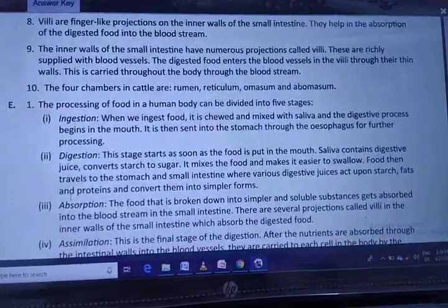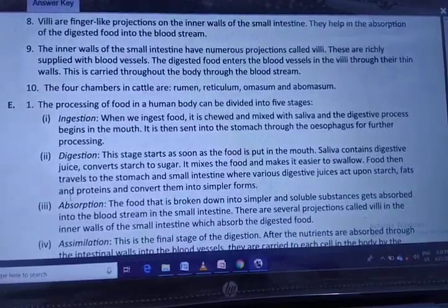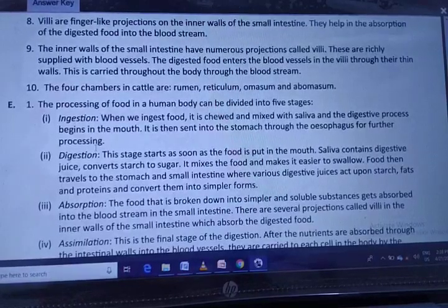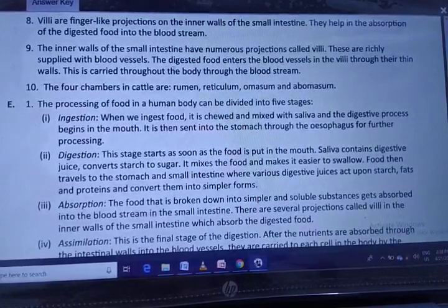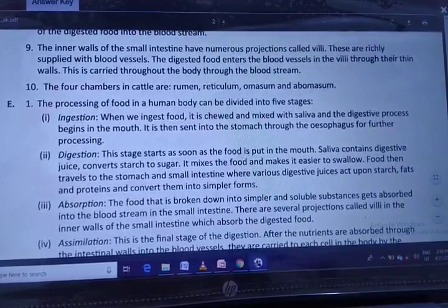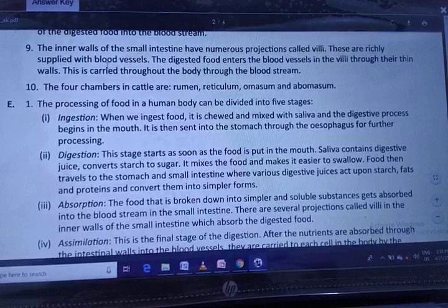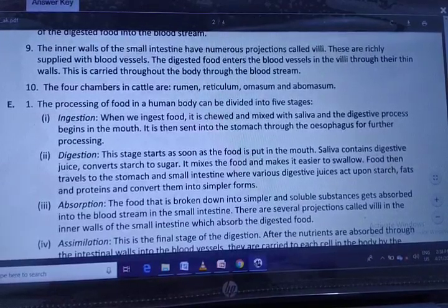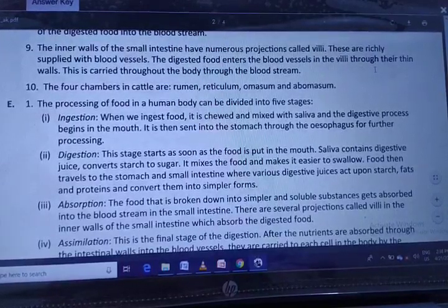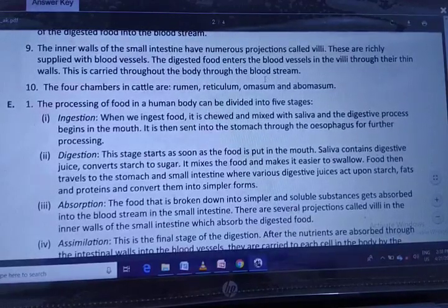Now the ninth question. How is digested food transported within the body? So you can write the answers. The inner wall of the small intestine has numerous projections called villi. These are richly supplied with blood vessels. The digested food enters the blood vessels in the villi through their thin walls. This is carried throughout the body through the bloodstream.